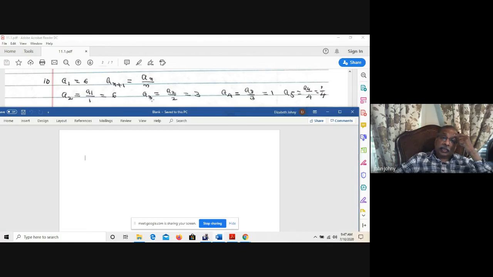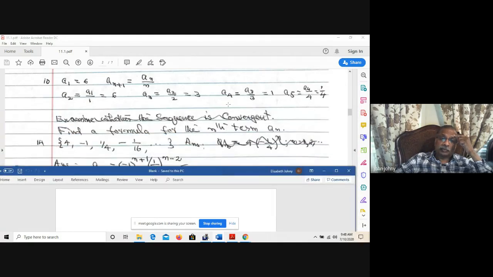a₃ is a₂ divided by 2. So that is 6 over 2, which is 3. a₄ is a₃ divided by 3, a₃ is 3, 3 divided by 3, that is 1. a₅ is a₄ divided by 4, that is 1 divided by 4, that is 1 over 4.